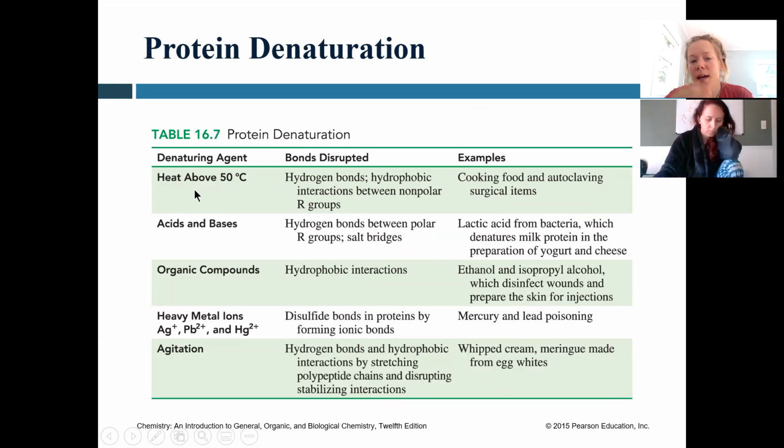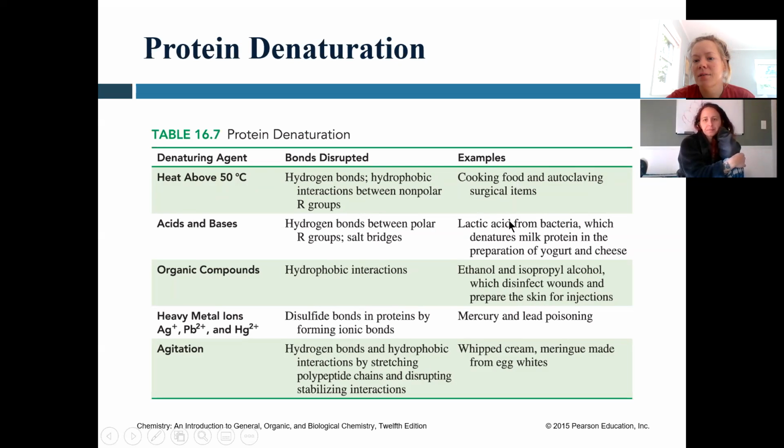So as far as temperature is concerned, anytime you heat something above 50 degrees Celsius, that's kind of the cooking temperature. Also, like autoclaving surgical items, when they clean surgical items by heating them up, what are they doing? They're denaturing the protein within any bacteria that's on there so that they can reuse it. Acids and bases.